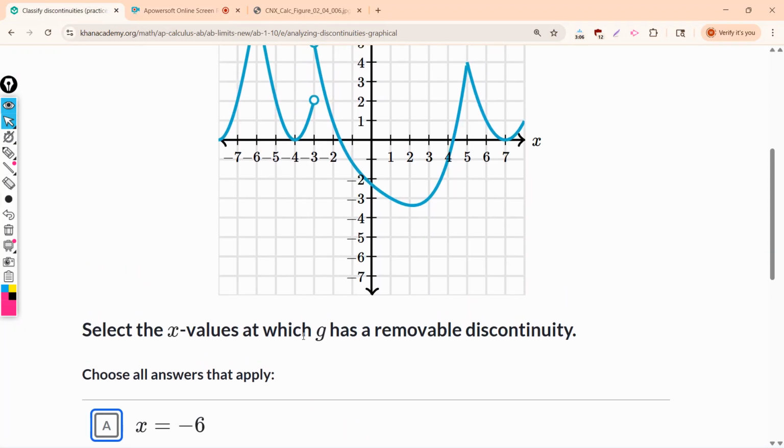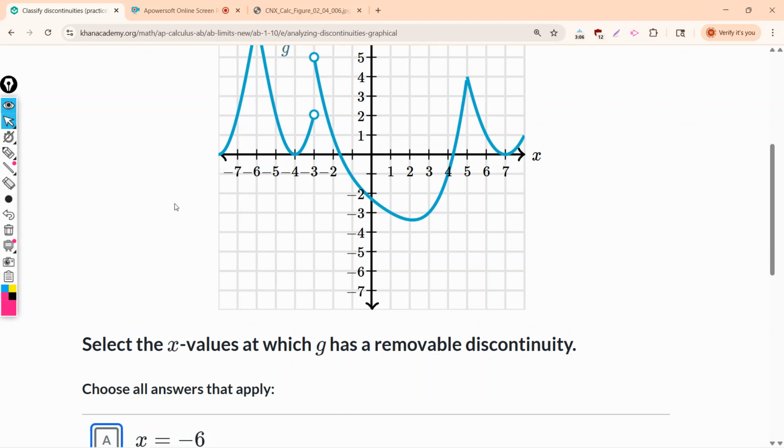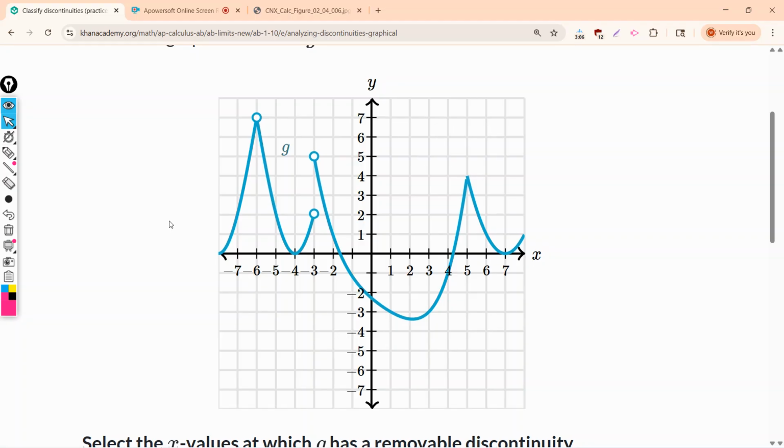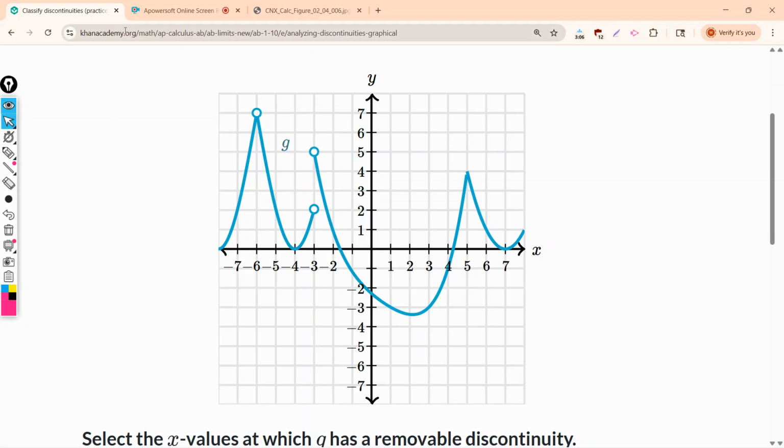All right, here we are looking for removable discontinuity. So removable, the graph should just be a point that's removed, but it should continue. Okay, right here, there's a hole in the graph. It's undefined. That's a discontinuity right there. Does the graph jump? No, it's just a point that is removed, but then the graph keeps going.